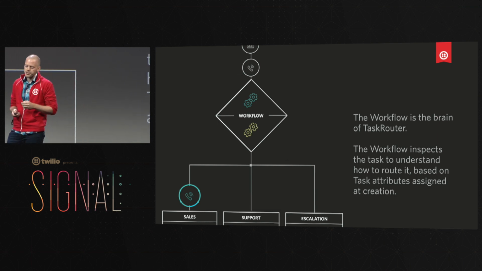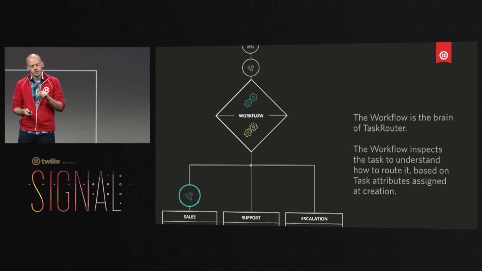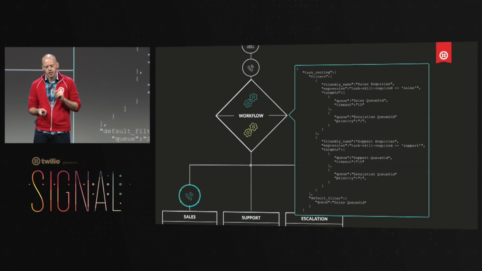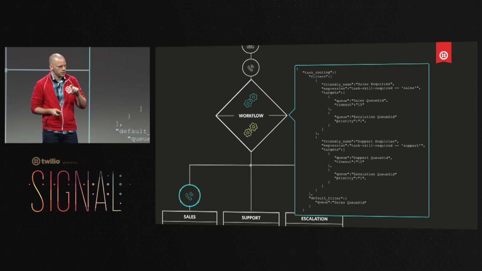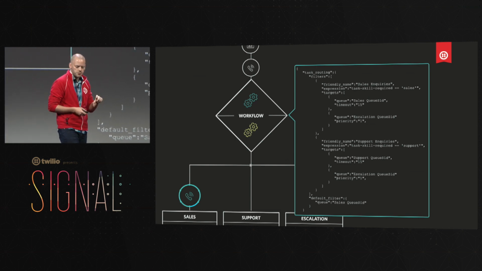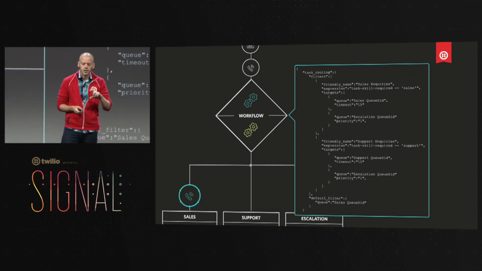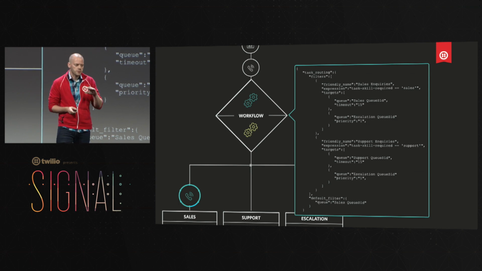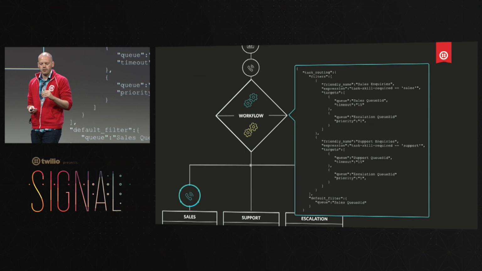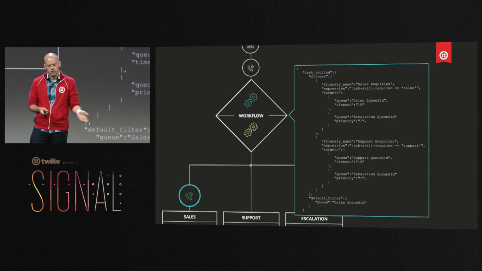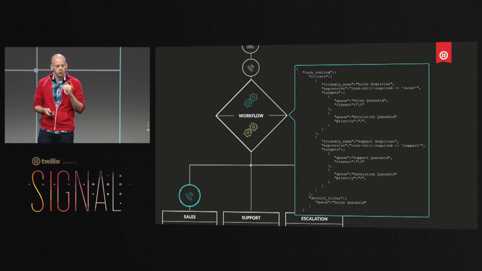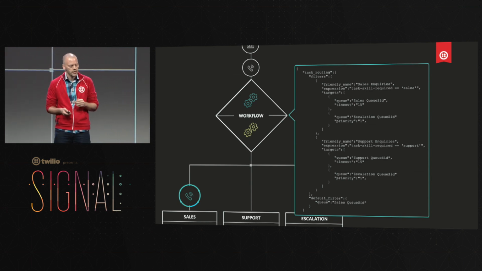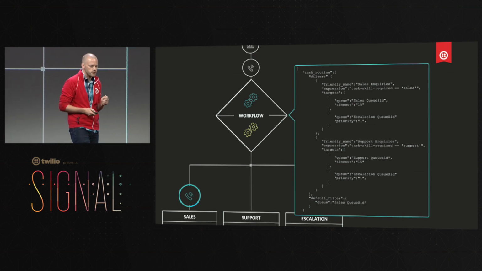And so when the workflow routes a task, it's going to inspect it based on this syntax that you define in JSON. So here, hopefully you can read it. The JSON is very simple. It's going to inspect it and say, if the skill required is sales, then put it in the sales queue. If the skill required is support, put it in the support queue. And we also have a default queue in there as well. There's a few other things in there that we'll get to.